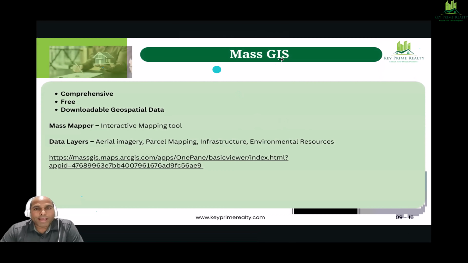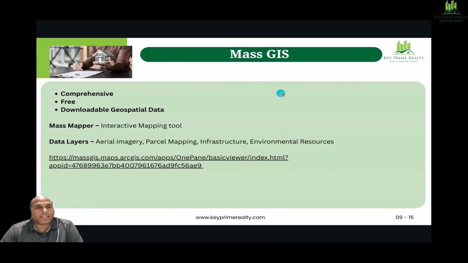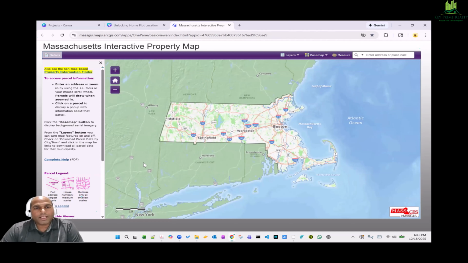All right. So Mass.js. I think we have already seen this. Mass.js is comprehensive, free downloadable geospatial data. I think they contract with geospatial tool providers like Arc. There are various vendors. I think they provide this invaluable tool. If you take this, every parcel of land in Massachusetts is mapped.